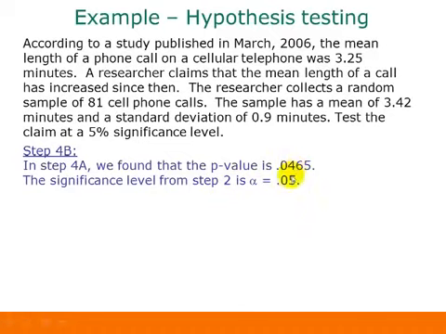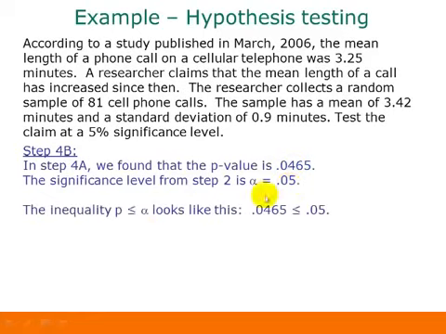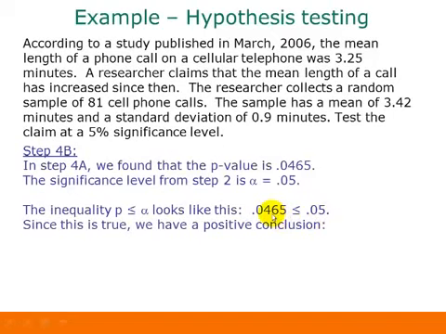So now we're going to compare this p-value and the alpha. So the inequality that we're looking at is p is less than or equal to alpha. In this case, here's our p-value, here's our alpha. So the question is, is this a true statement or a false statement? It's true because 0.0465 is less than 0.05. So since it's true, that means we're going to have a positive conclusion, which is reject the null hypothesis. This is all we need to write for our initial conclusion, either reject the null hypothesis or do not reject the null hypothesis.